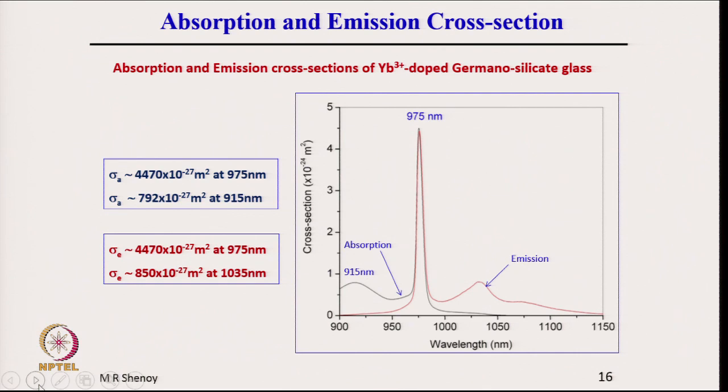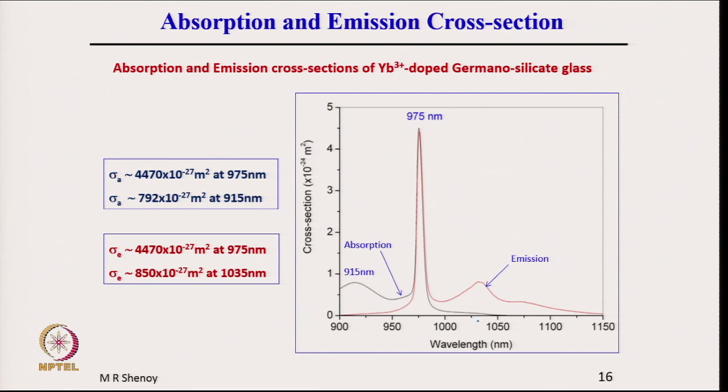So, what is shown here is the absorption and emission cross section of a Yb doped fiber. We can see that this curve is the absorption spectrum, and the other one is the emission spectrum. What we see is that the emission and absorption have a peak at 975, and the emission spectrum also has a peak around 1050 or 1030 nanometer. So, there is an emission peak which covers a range of wavelengths.